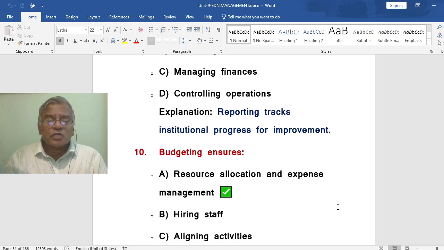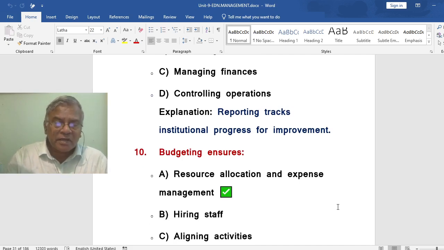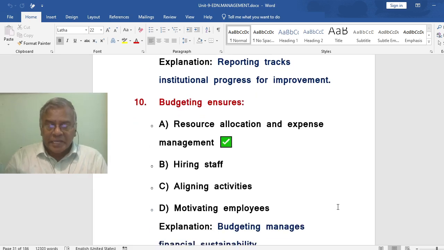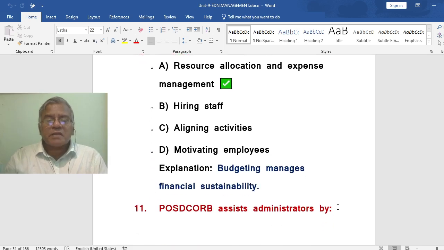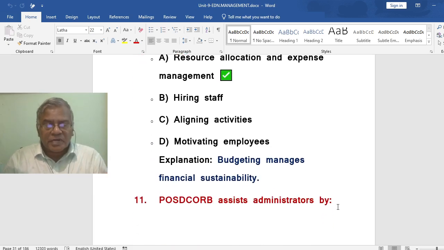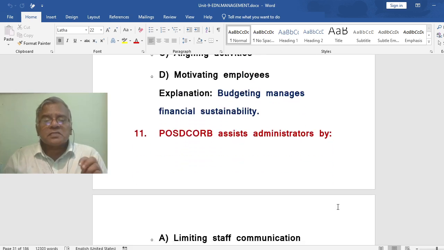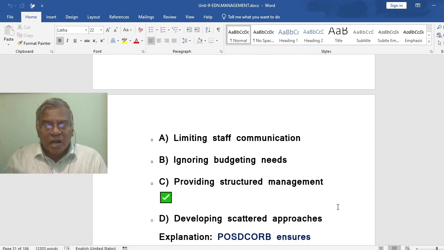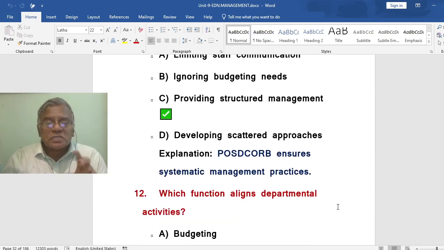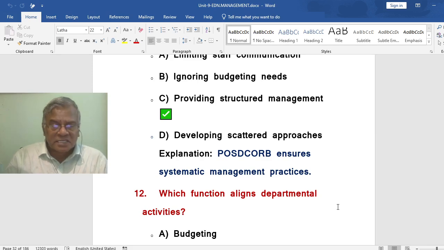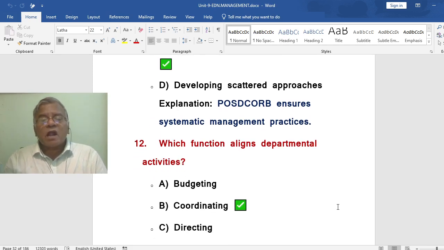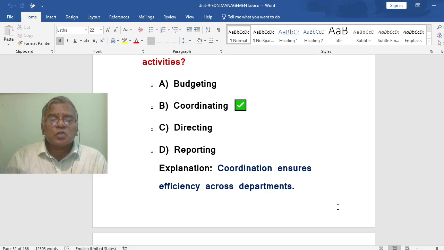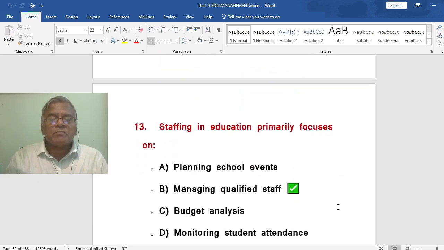Then budgeting ensures what? What is the role of budgeting? That is resource allocation and expense management, expenditure management. Budgeting manages financial sustainability. POSDCORB assists administrators by what? Providing structured management. POSDCORB ensures systematic management practices. Which function aligns with departmental activities? That is coordinating. Coordination ensures efficiency across departments.